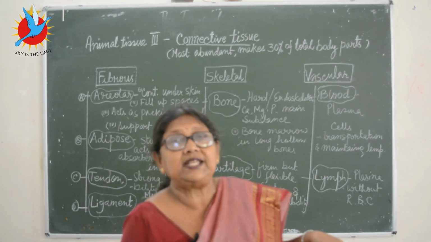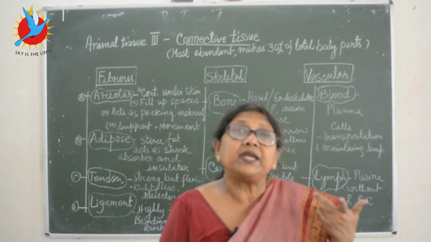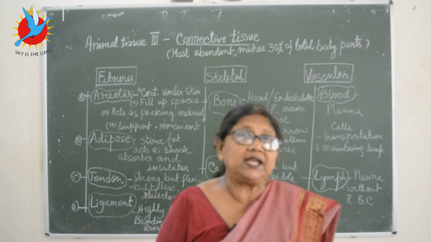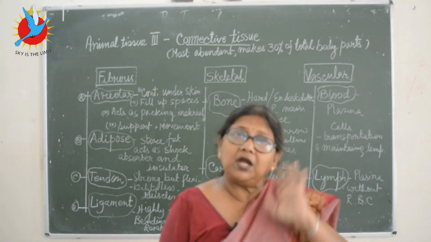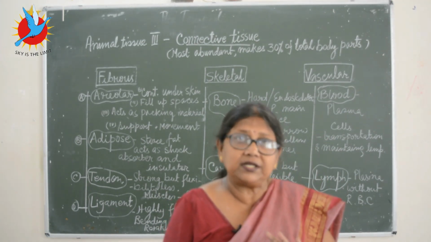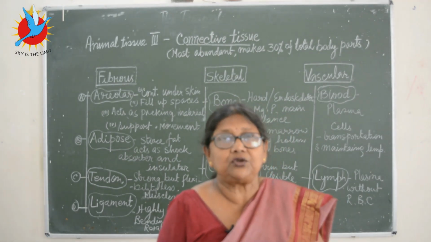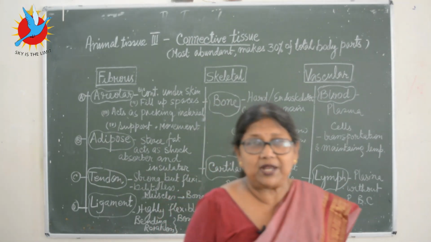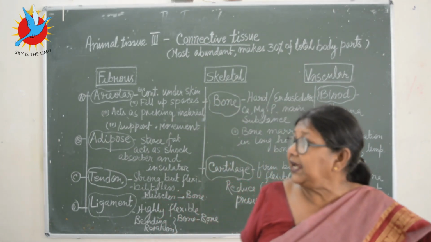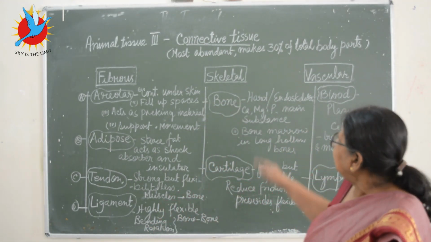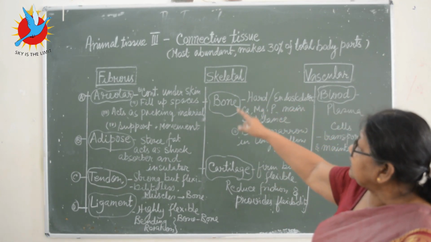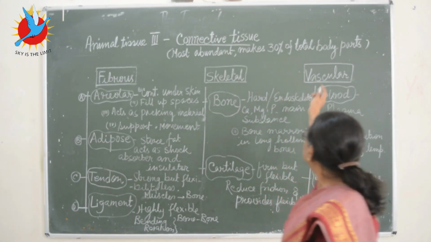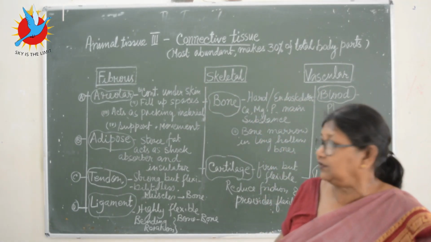That is a very important function, and it makes up 30% of the total body parts. Inside, over the skeleton, we have got the muscles. So 30% of our whole body is the connective tissue. Clear? So it's mostly found tissue. Amongst all the tissues, connective tissue is the most abundant one. Now it is classified into, as you can see written here, 3 parts. What are the 3 types? Fibrous connective, second skeletal connective, and third vascular connective tissue.